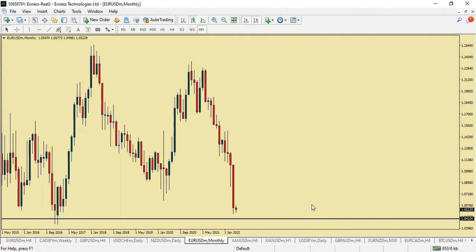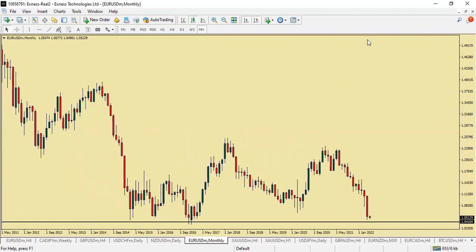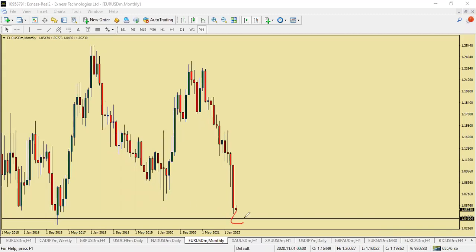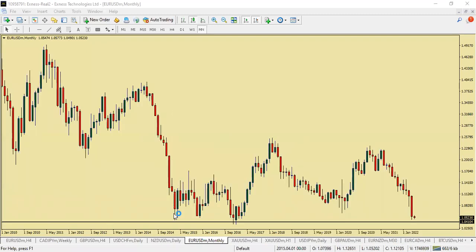How many previous lows are these? I need to draw something for you guys. Price has reached the previous lows. It has touched that point. So many previous lows. How many touches? 1, 2, 3. I hope you can see the 3 touches. You can see that. So what is that?